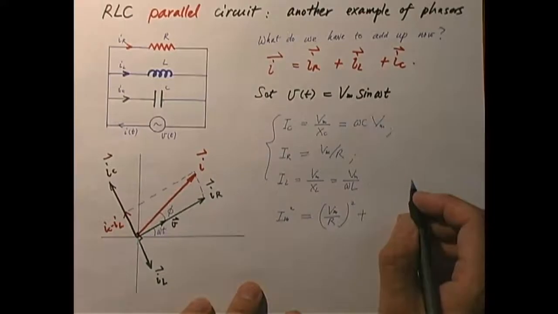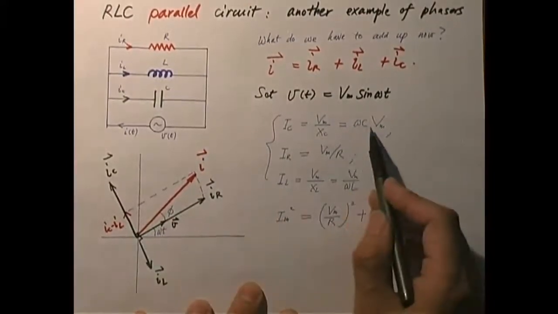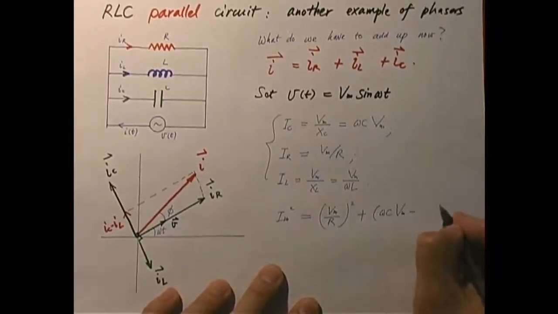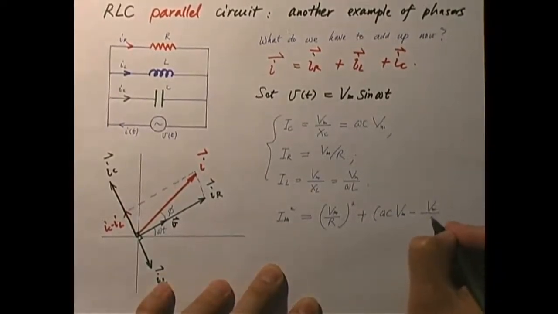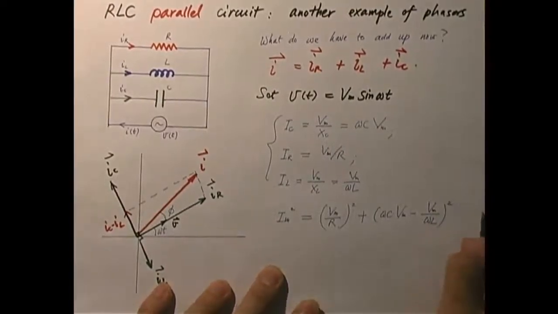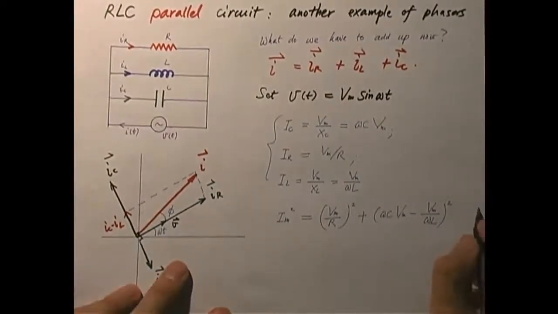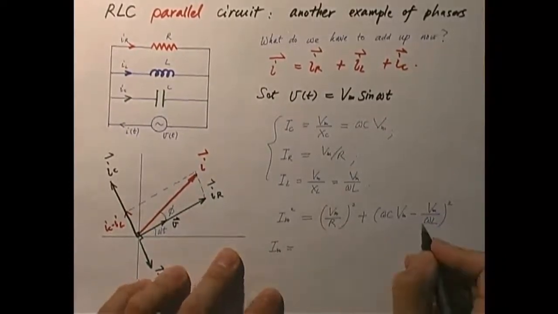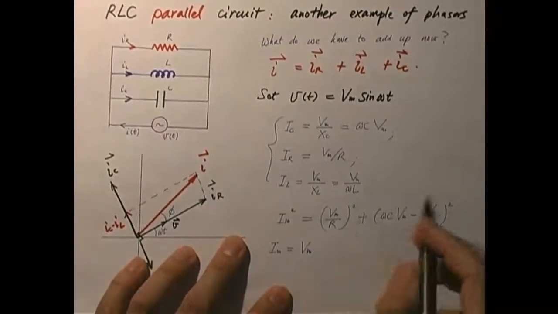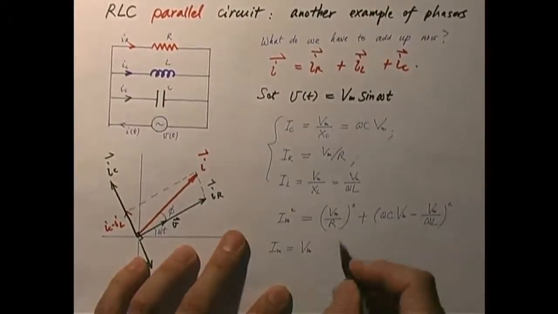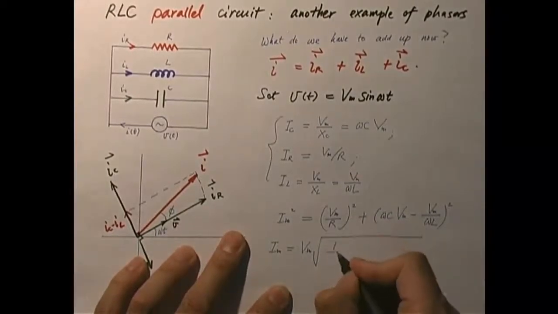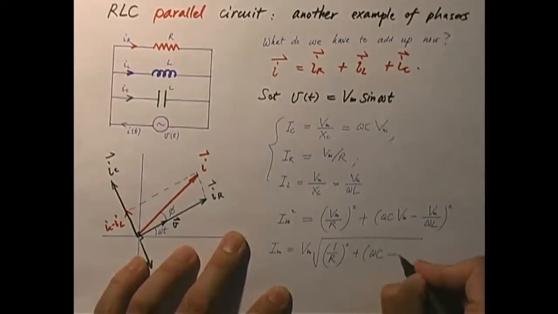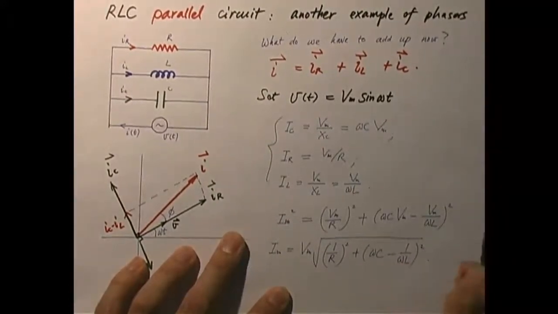And that is equal to IC minus IL. IC is right here, IL is right there. So it's omega C V maximum minus V maximum over omega L, and then square it. Right? So I'm now able to calculate I maximum just by taking the square root. I maximum equals V maximum, which is just a common factor which I take out, times the square root of 1 over R squared plus omega C minus 1 over omega L squared.